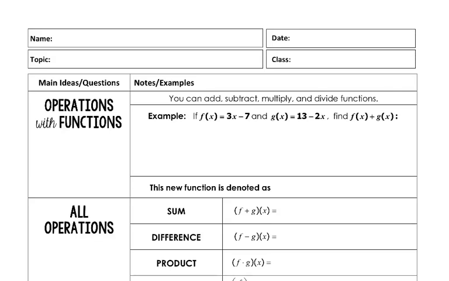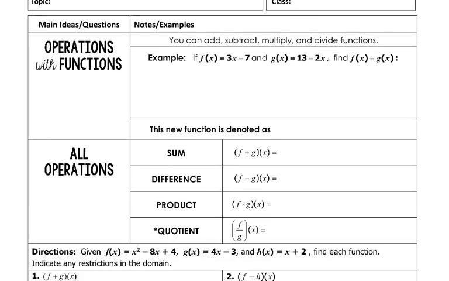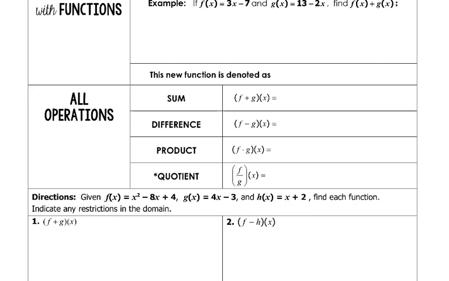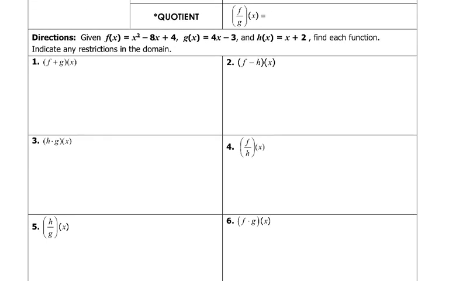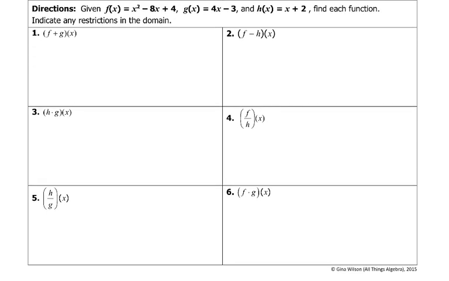All right, guys, this is part 2 of our notes on operations with functions. We added f of x plus g of x. We subtracted, we multiplied the functions together, we divided them. We did some practice problems below here. Hopefully you were able to follow along. Again, I don't think this concept is anything above our heads.